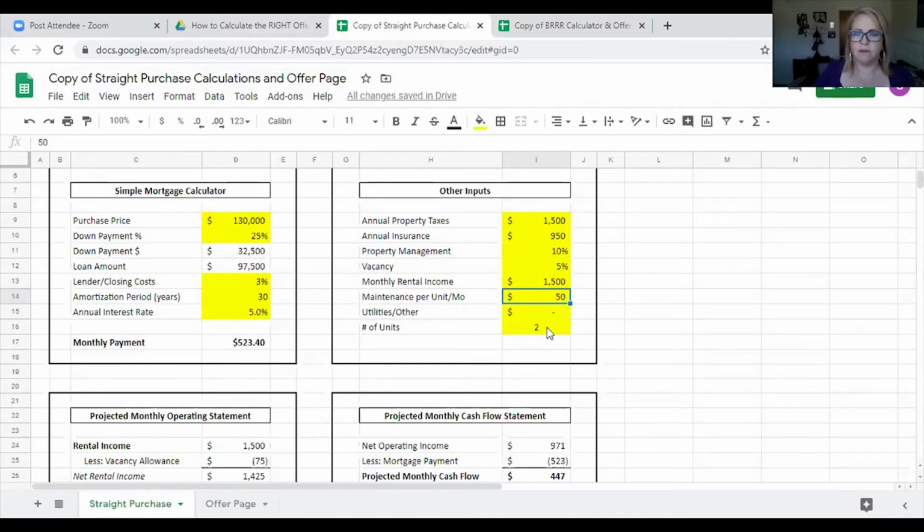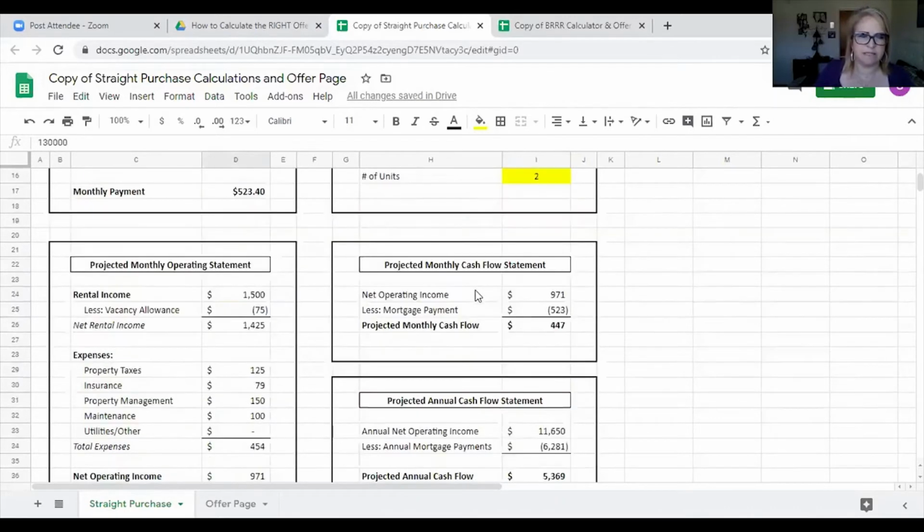Okay, and then I have a number of units. So what I'm saying here basically is that we have a duplex. That's the example. Let's say the purchase price that we're evaluating is $130,000. And then these are our inputs, like our property taxes, rental income, different expenses.